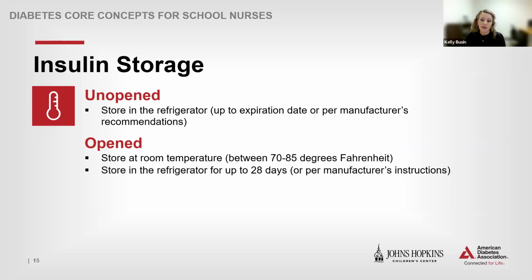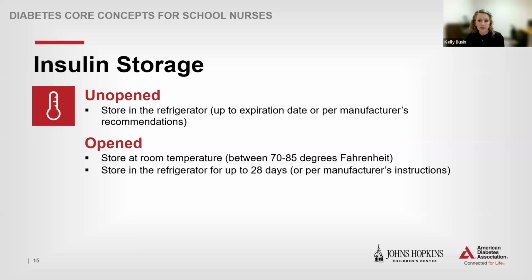However, once the insulin has been used for the first time, the insulin can be stored at room temperature, or it can be placed back in the refrigerator based on what your policy is at your school. Of note, children do complain that insulin burns more when it's given right after it's been taken out of a refrigerator. So if you're finding that this is happening with your students, you may consider taking the insulin out of the fridge ahead of time so that it can warm up to room temperature before you administer it.